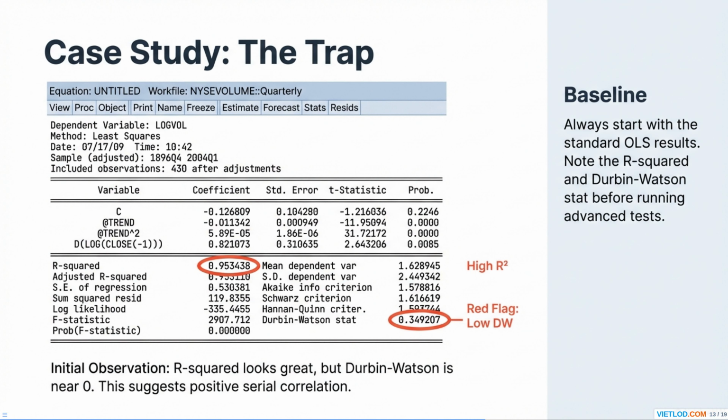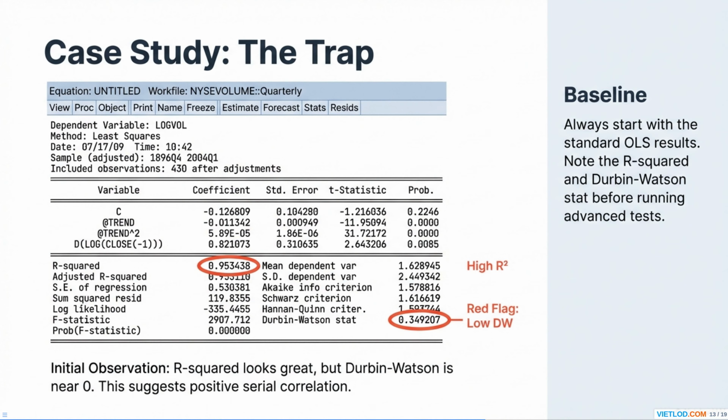However, a critical red flag emerges when we examine the Durbin-Watson statistic, which is approximately 0.35. Recall that a Durbin-Watson value close to 2 indicates no serial correlation, while a value near 0 strongly suggests the presence of positive serial correlation.